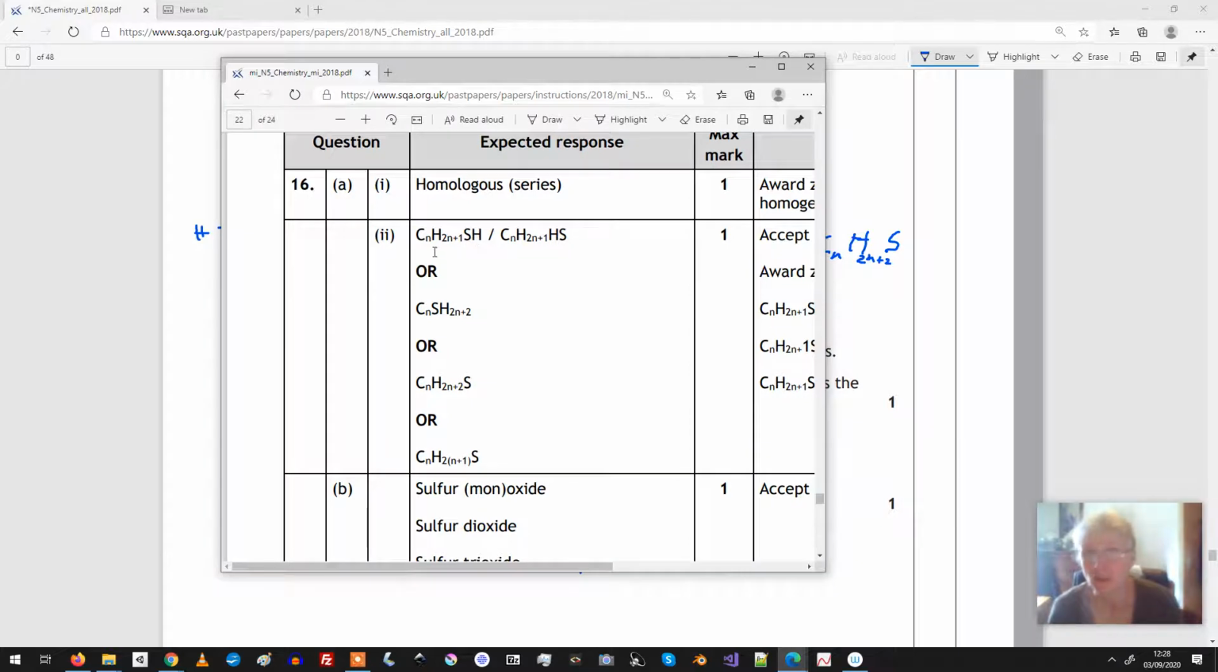So the first one is the most right, and all the other options are just slightly wrong, but they do have the right number connected to each of the letters, and as long as you've got the right number of things connected to each of the letters, they're going to give you the mark.